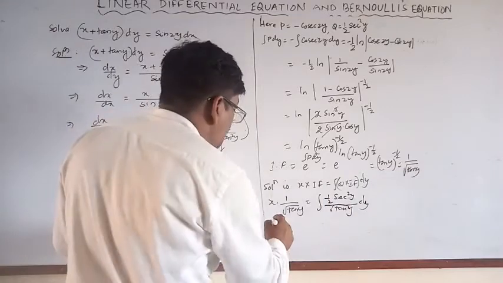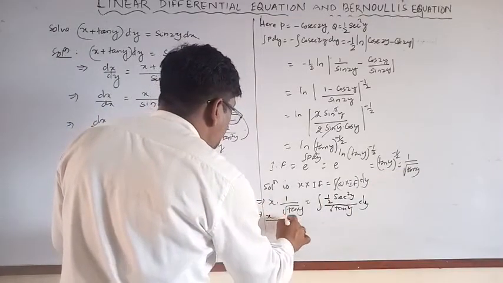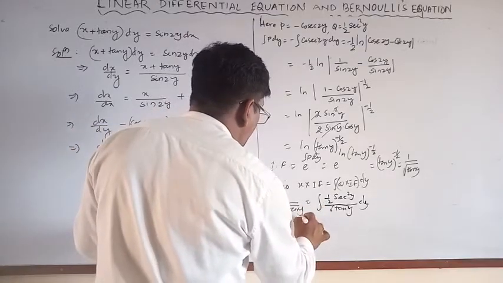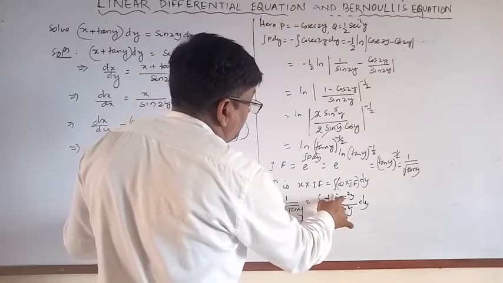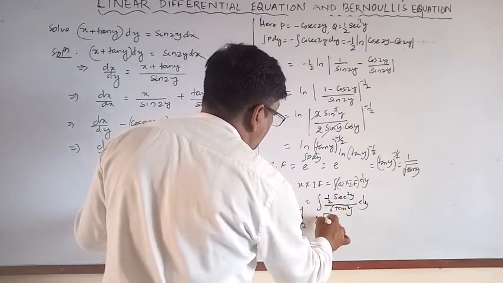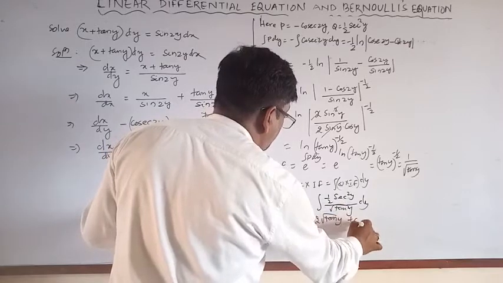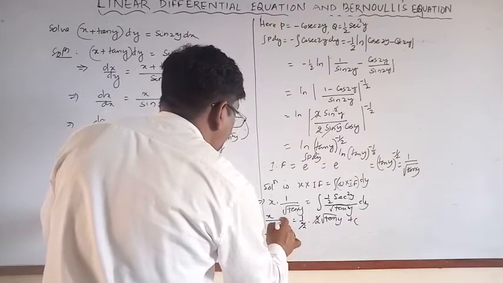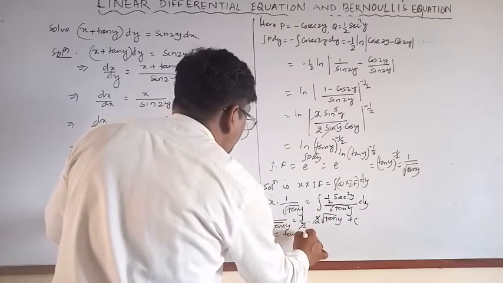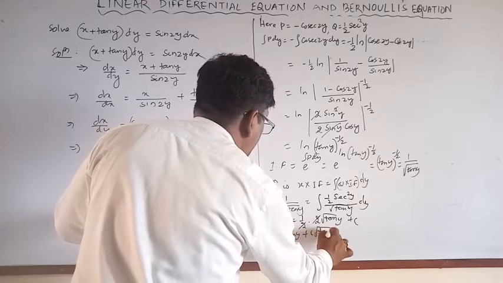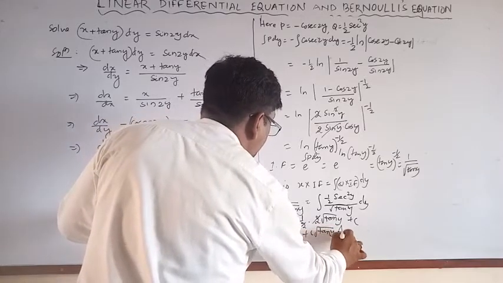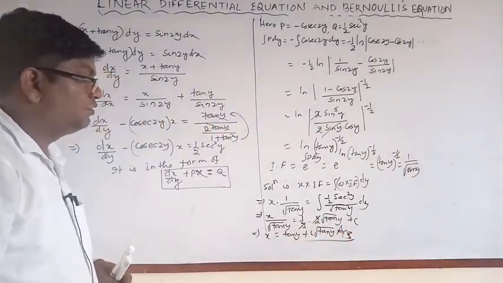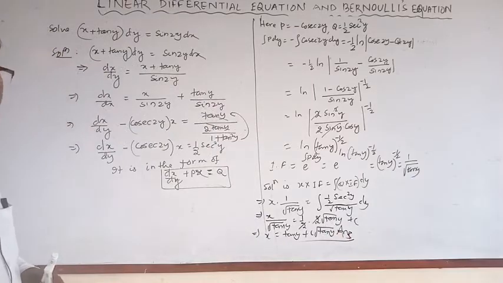This implies x by root over tan y equals, and this is 1 by 2 into f dash x by root of fx, so 2 into root over tan y plus c. So 2 cancels here, that is x is equal to tan y plus c into root over tan y. This is the answer. x is equal to tan y plus c into root of tan y.